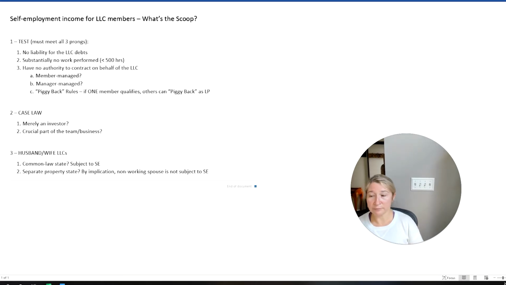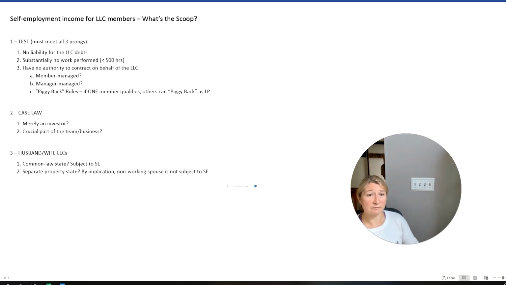LLC members can be treated as general or limited partners, and typically general partners' distributive share of income, which is box 1 of your K1, is subject to self-employment taxes, while limited partners' distributive share of income is not subject to self-employment taxes. Self-employment taxes are about 15% of your income, so that amount can be quite significant.